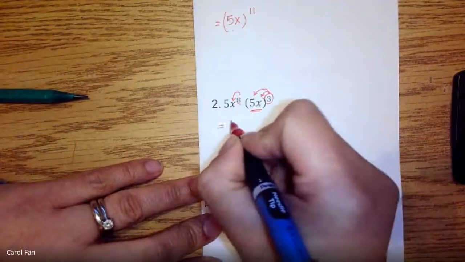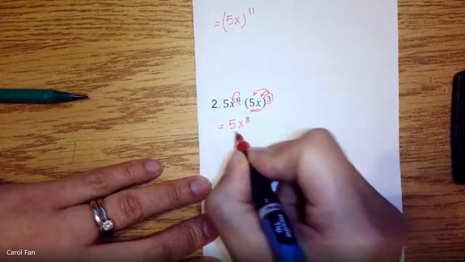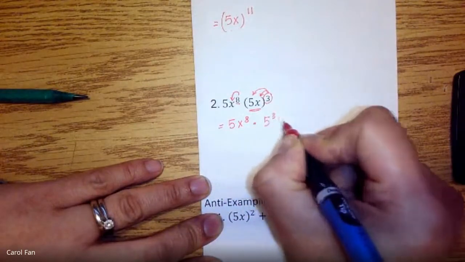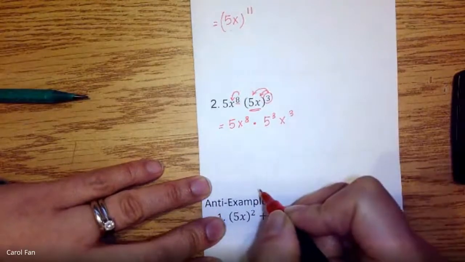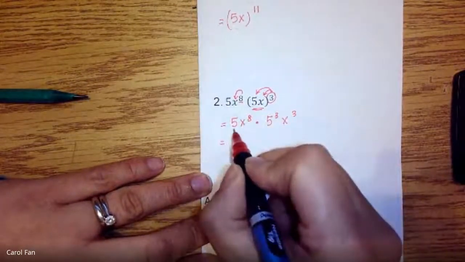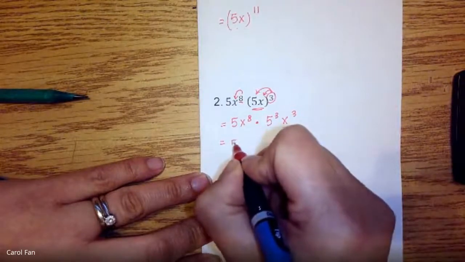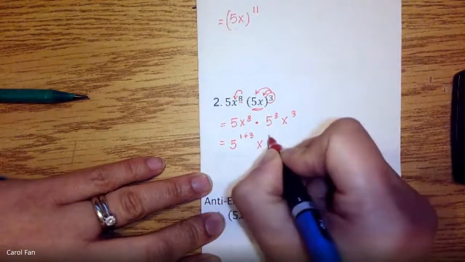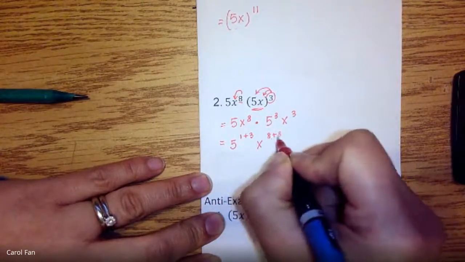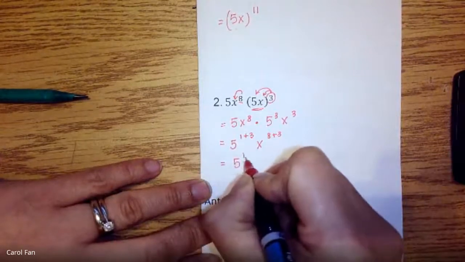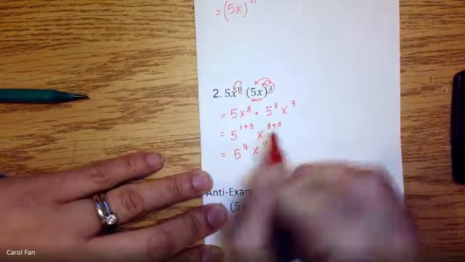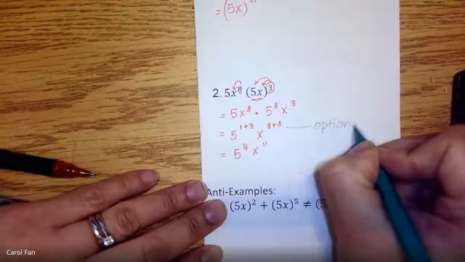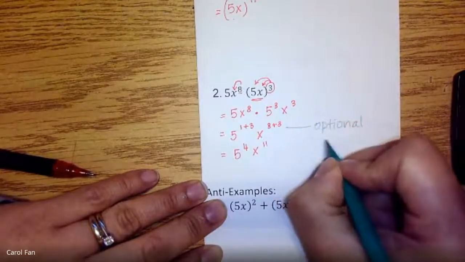So let's expand before we simplify. When I rewrite this, the first one is the same. The second one, I'm going to write as 5 to the power of 3, x to the power of 3. So for my base 5, I have 5 to the power of 1 plus 3. And then I have x to the power of 8 plus 3. So I have 5 to the power of 4, x to the power of 11. Now, whether you write this step or not is optional.